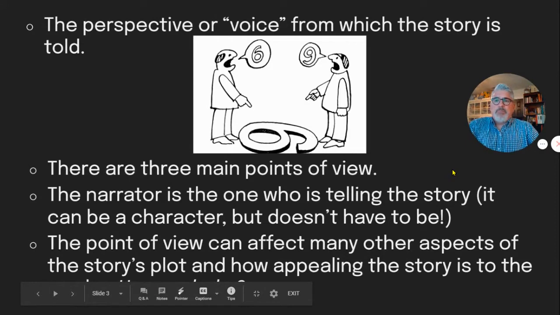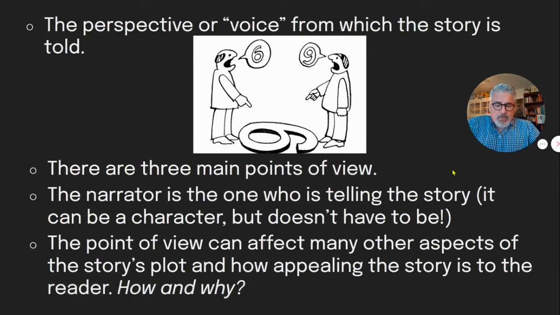Let's start. The first thing that we have to define is perspective, or the voice from which the story is told. What is the perspective? The perspective is the angle or direction in which a person looks at an object. Look at this object on the ground.